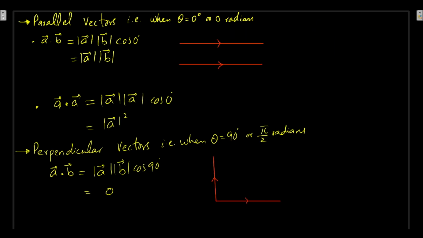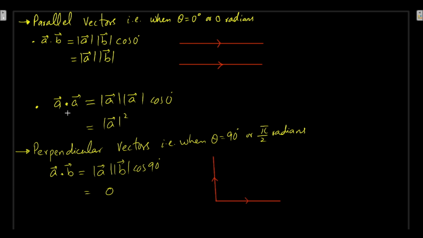Some properties of the scalar product: parallel vectors, that is when theta equals 0 degrees or 0 radians. If two vectors A and B are in the same direction, that is the angle between them is 0 degree or 0 radian, then in that case A dot B is equal to |A||B| cos 0. Since cos of 0 degree is equal to 1, A dot B becomes equal to |A||B|.